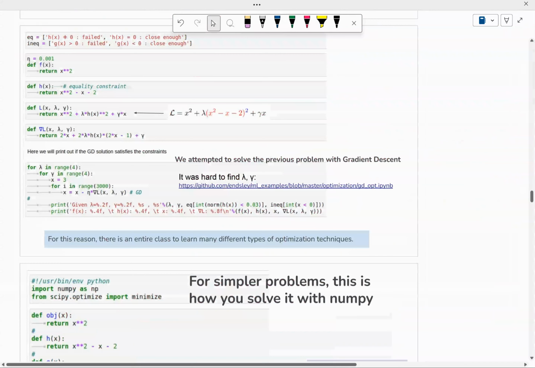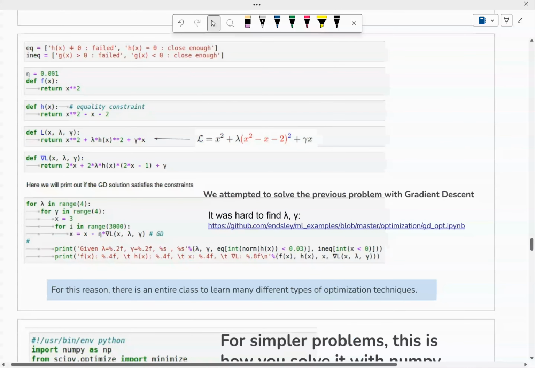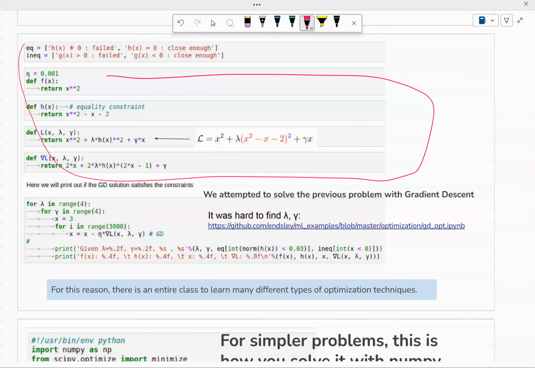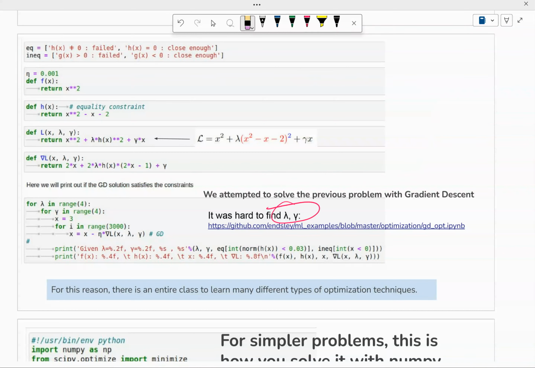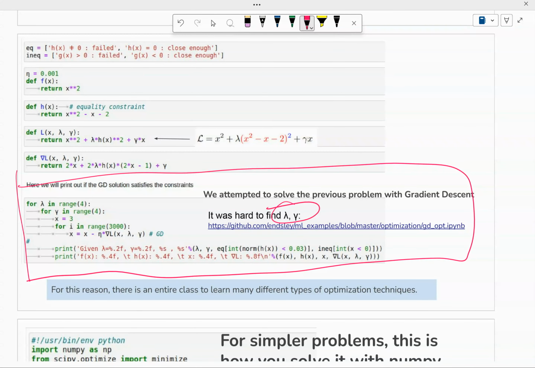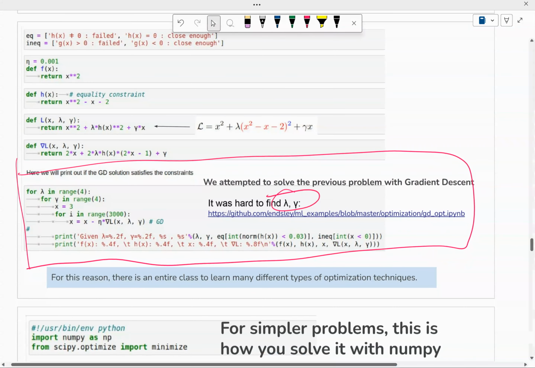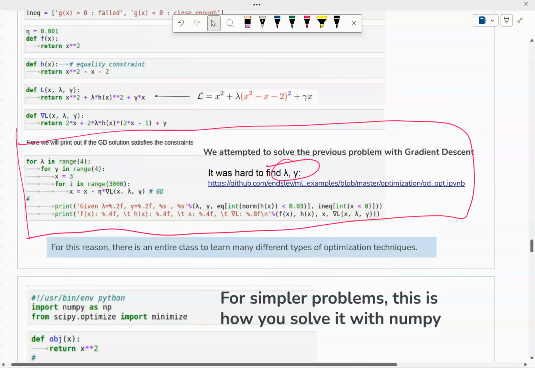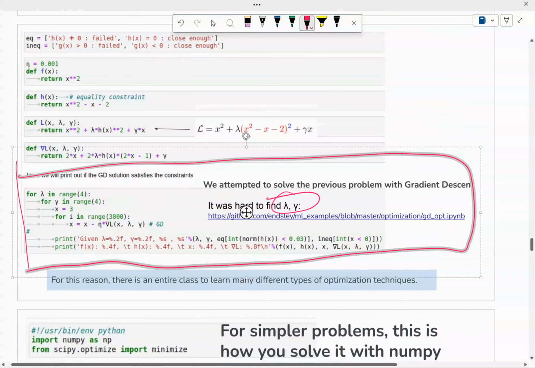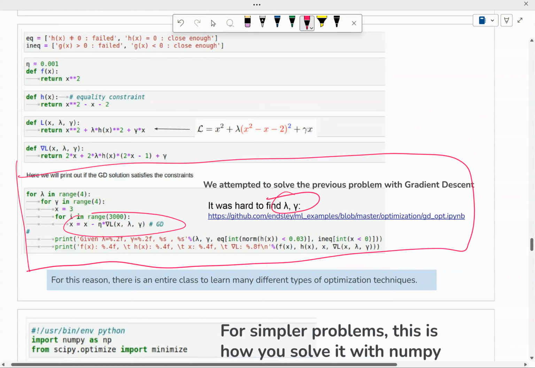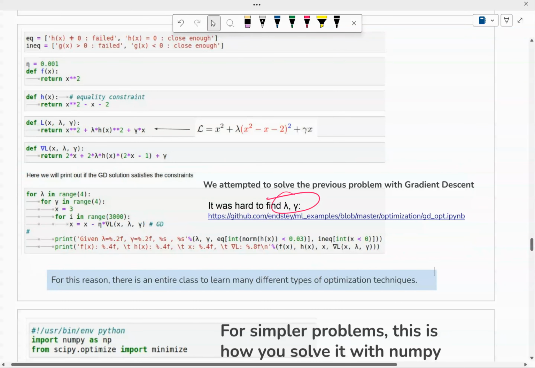So over here, I attempted to solve this, and it was really, really hard to find lambda and gamma. So if you want, you can step through my code and study it for yourself. When you start studying it, you will see why using gradient descent is tough. There's a lot of trial and error. So what I did is I calculated the gradient of the Lagrangian, and then I tried to do gradient descent.